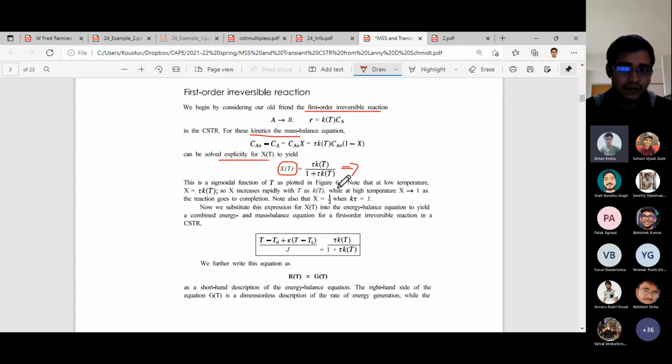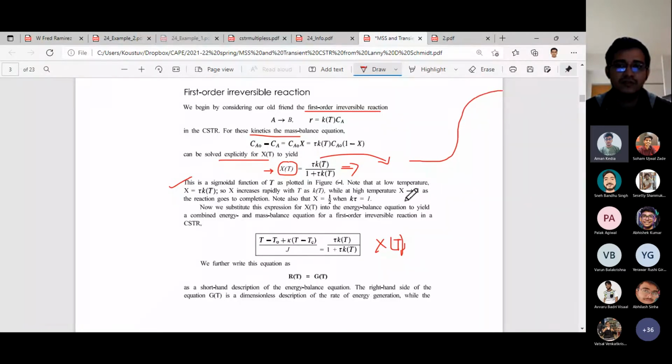So these expressions that we are now writing, we are trying to explain this term as a heat generation term. Where is that heat generation source coming from? It is basically from this k, because k is a function of temperature. Now we have written it as this. This right side was earlier x(T), and then we have expressed it as k tau by 1 plus k tau. Now this expression, k tau by 1 plus k tau, will generate a sigmoidal curve. Sigmoidal curve means initially the slope is small, then it increases, then again becomes constant.